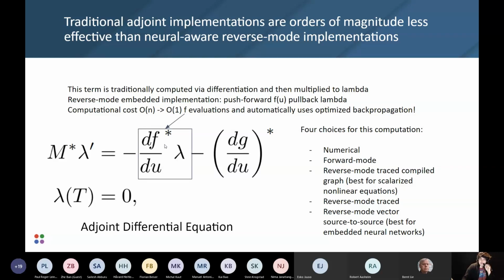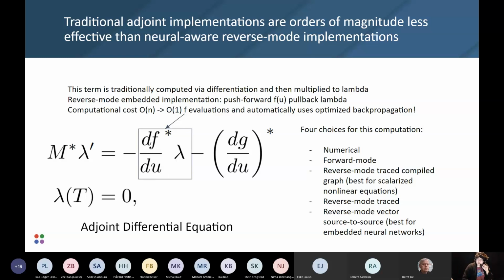And that is that you push forward with the current value of u into the ODE right hand side f, and then you pull backwards with lambda in a reverse mode automatic differentiation system. So one reverse mode automatic differentiation call on the right hand side of the ODE function can actually give you this full Jacobian transpose times vector product, and what would have been O(n) operations if you were to use finite differencing or forward mode automatic differentiation.